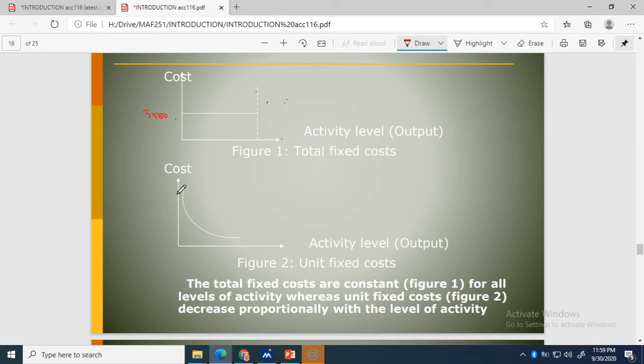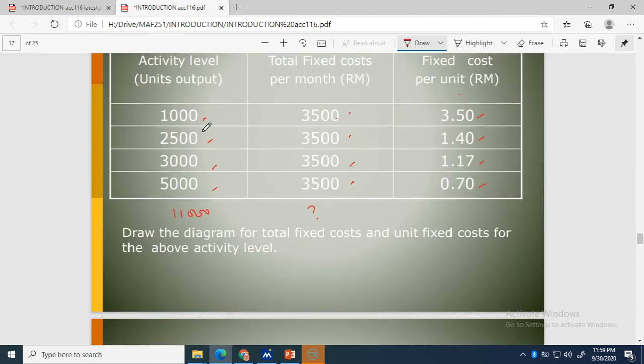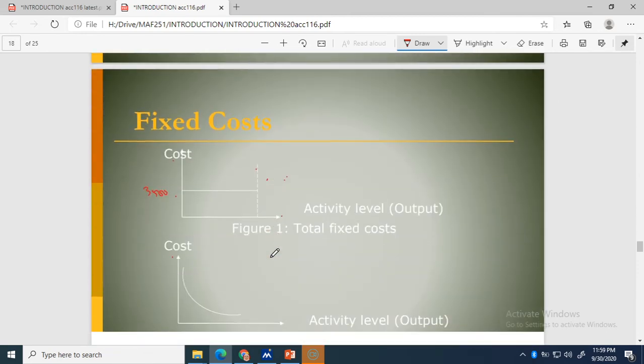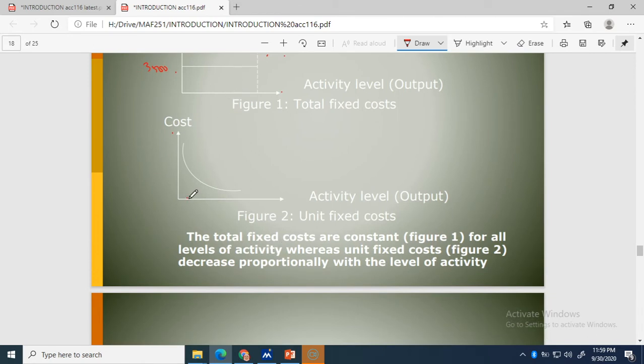But fixed cost per unit differs. If you refer to here, when your level of activity keeps increasing, your fixed cost per unit keeps decreasing. So this is how it looks, from up to bottom. But this unit fixed cost graph cannot meet the y-axis and x-axis, because the unit fixed cost never becomes zero.